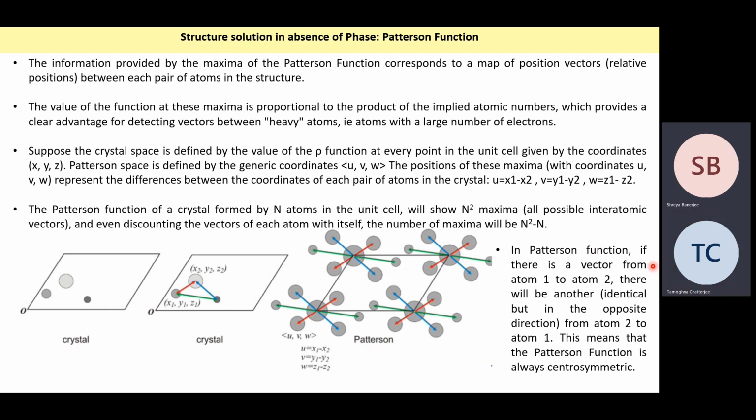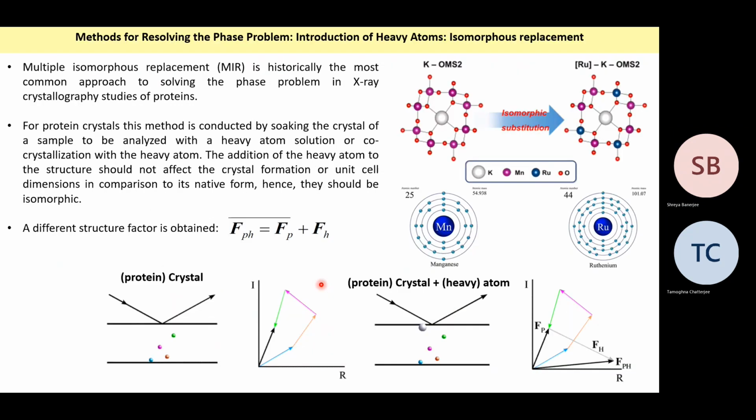So in a Patterson function, if there is a vector from atom 1 to atom 2, then there will be another similar vector from atom 2 to atom 1. So the Patterson function always has a center of symmetry, inversion. So the Patterson function is a way of solving the phase problem by considering the phase as 0. But it is only applicable for small molecules.